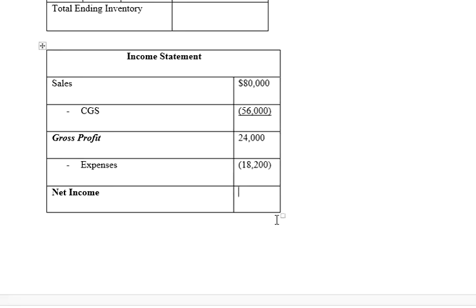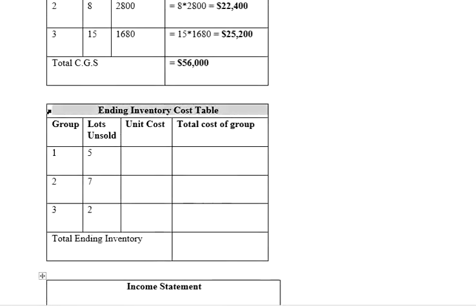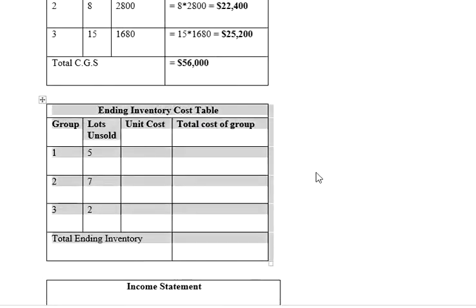Obviously that's not possible in real life, but as it's a numerical, whatever information is given, we're going to utilize it accordingly. So 24,000 minus 18,200 will give me a net income of $5,800. This is my net income, ladies and gentlemen. You must have a question in your mind that this table is empty and still our question is finished or solved. We have calculated the net income.